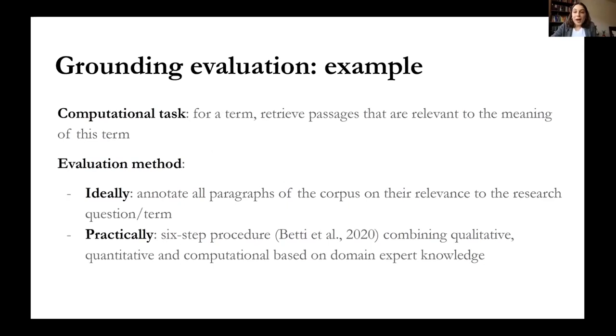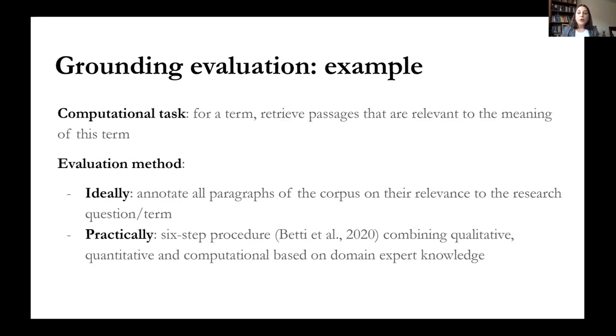So we now give you an example of grounded evaluation for a specific computational task. Here, the computational task we are taking into account aims to retrieve passages that are relevant to the meaning of a given term that appears in the corpus. So how do we evaluate this task? Ideally, we annotate all paragraphs in the corpus on the basis of their relevance to the term. But practically, this is often not feasible because it could require annotating tens of thousands of passages and would therefore be very time consuming. With our method, we aim to identify a possibly relevant subset of all passages and annotate just those passages.